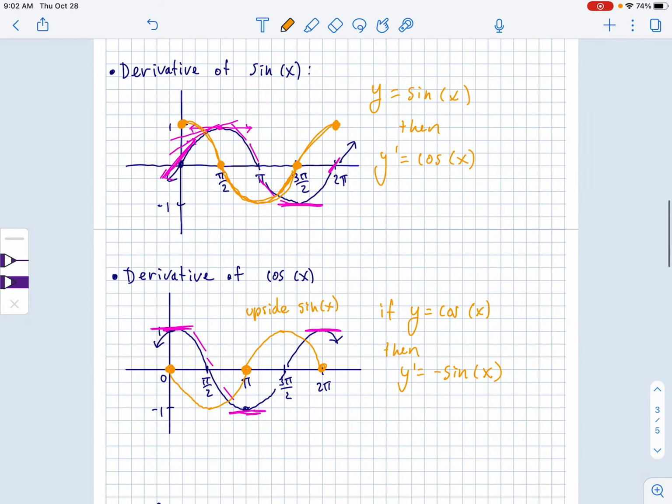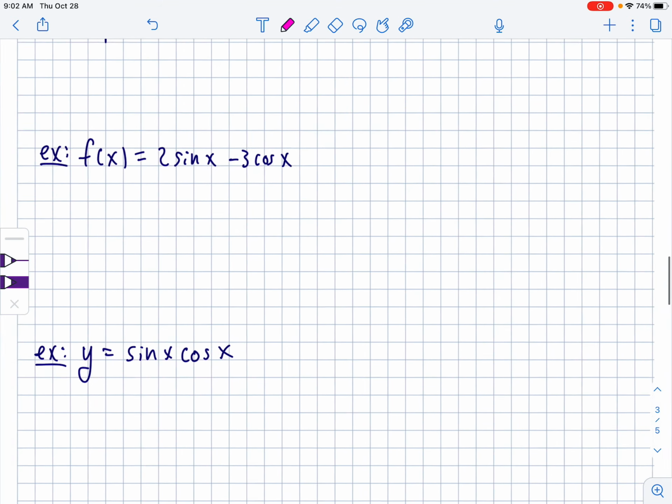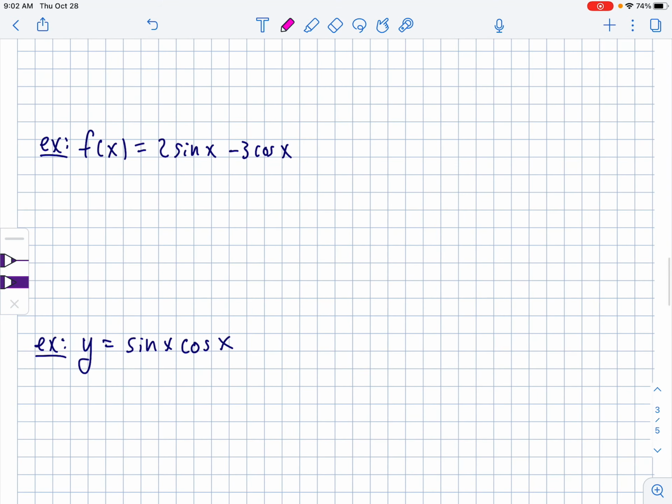So two more big derivative rules. The derivative of sine of x is cosine of x, and the derivative of cosine of x is negative sine of x. Let's see how many examples I can do before my next class comes in.